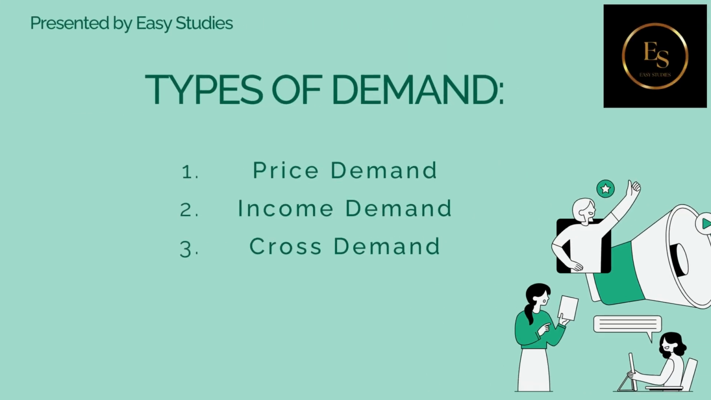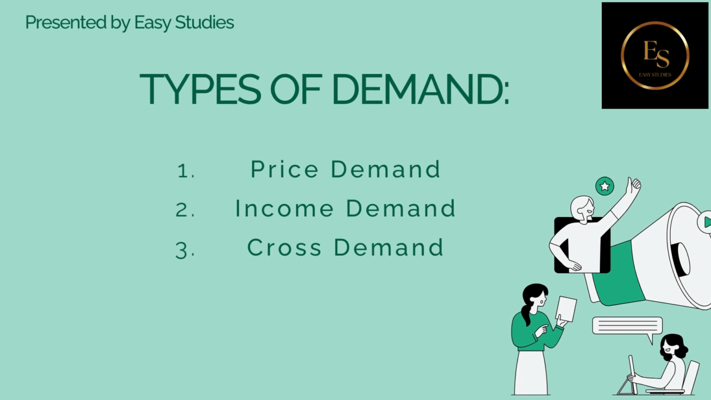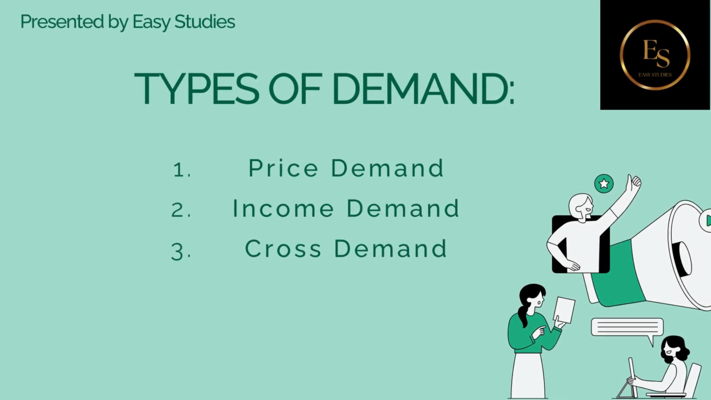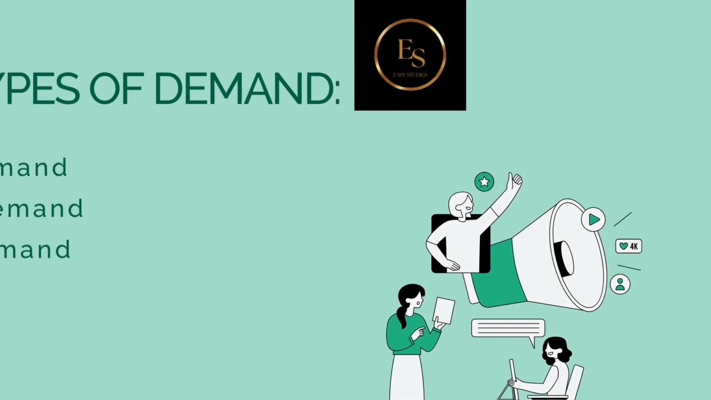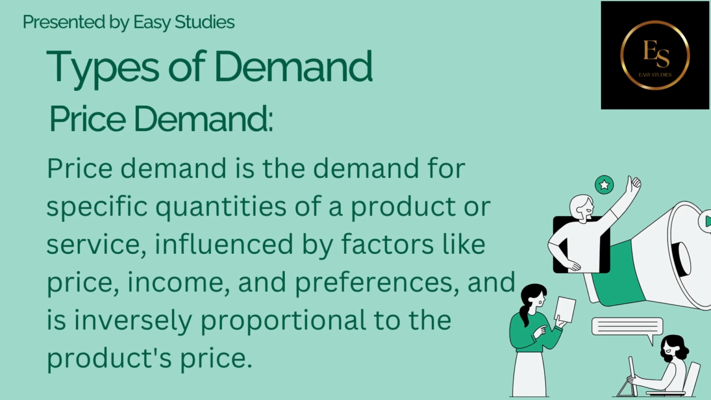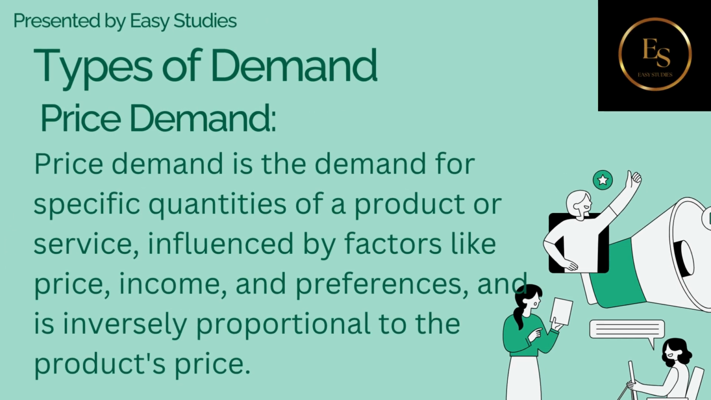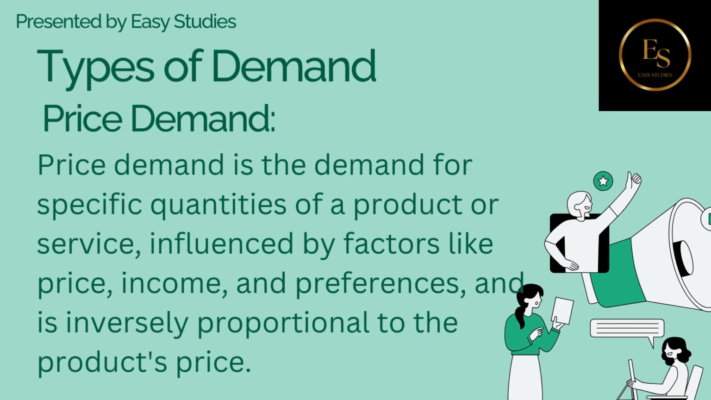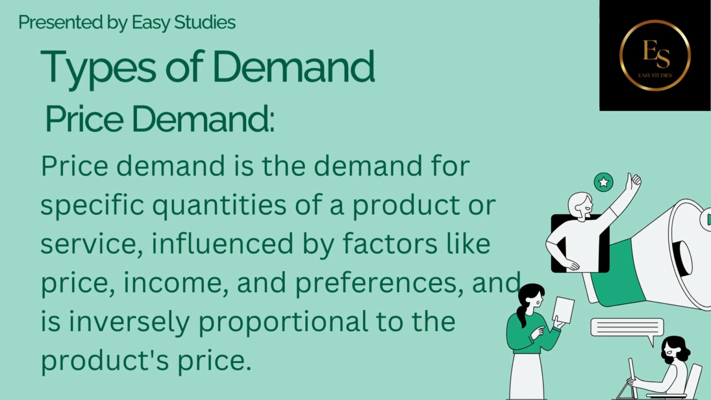Types of demand. 1. Price demand. 2. Income demand. 3. Cross demand. Price demand: the demand for different quantities of a product or service at a specific price and time, assuming other factors remain constant. It is inversely proportional to the product's price, indicating the relationship between demand and price.